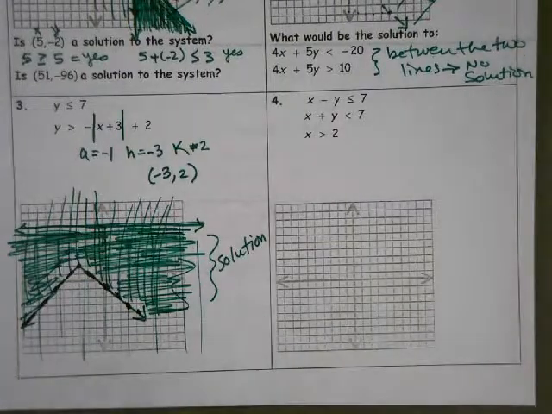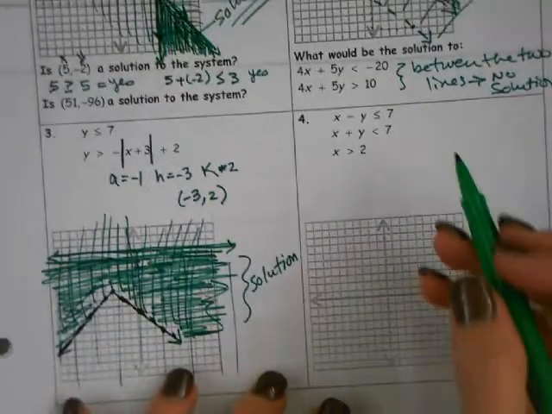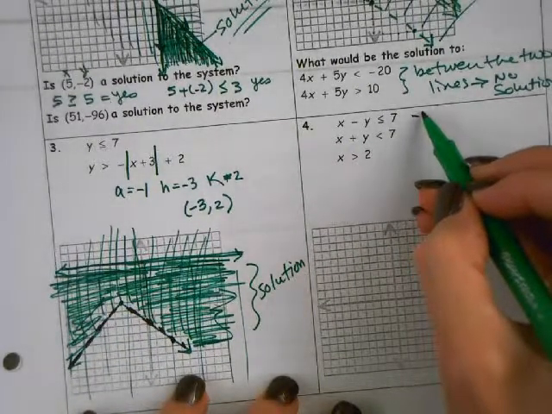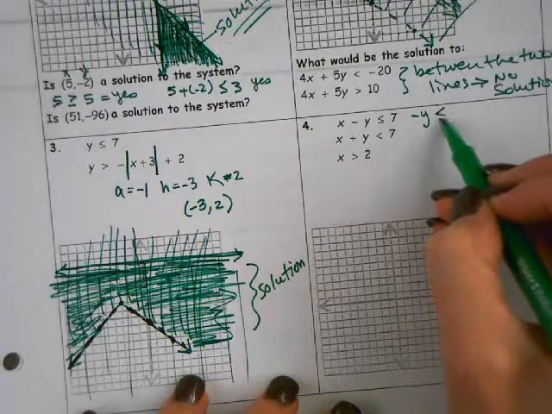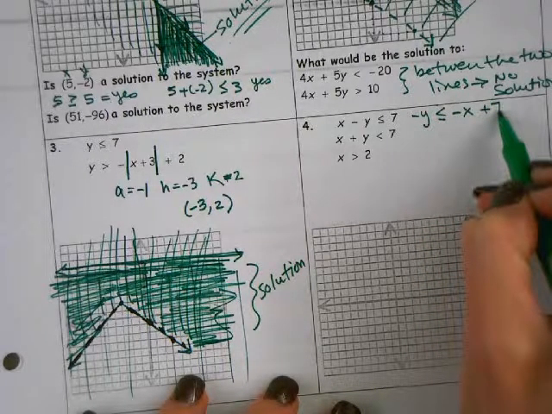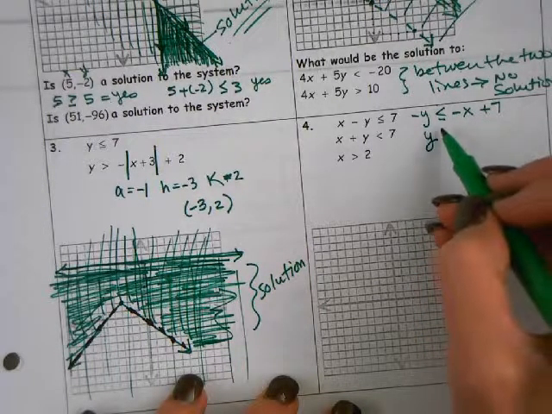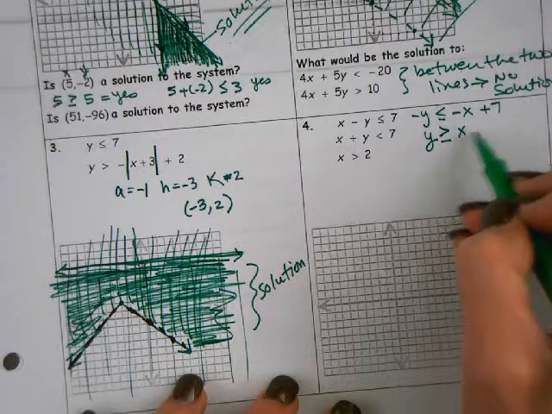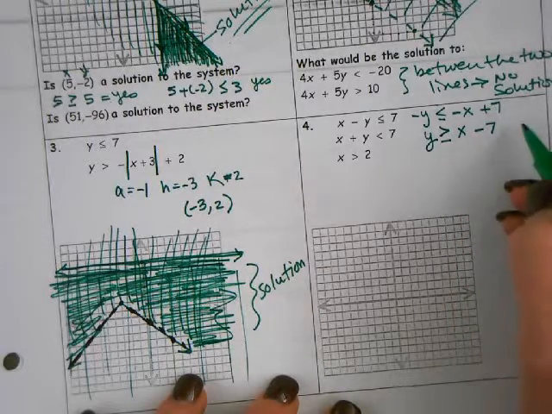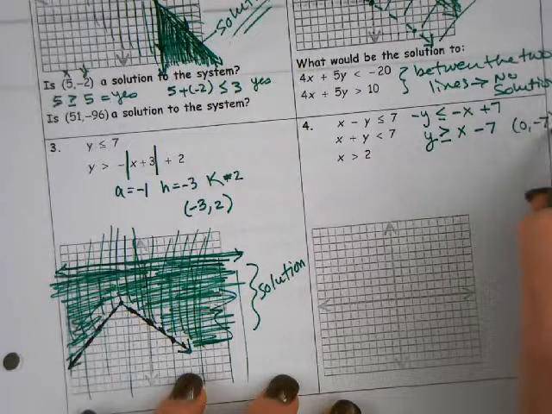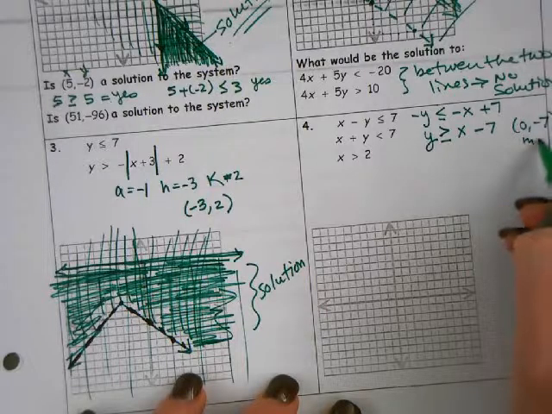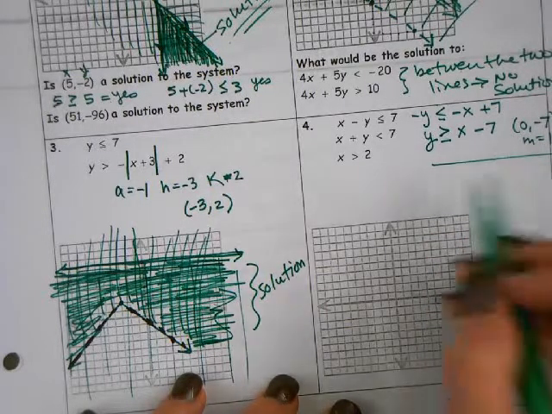So just very quickly on these, you're going to have as follows. Negative y is going to be less than or equal to negative x plus 7. I'm going to divide by negative 1, so what happens to my sign? It flips. So it's going to be y is greater than or equal to x minus 7. So again, I have 0 comma negative 7 as my b, and my slope is 1. Okay? Then I have the next one.